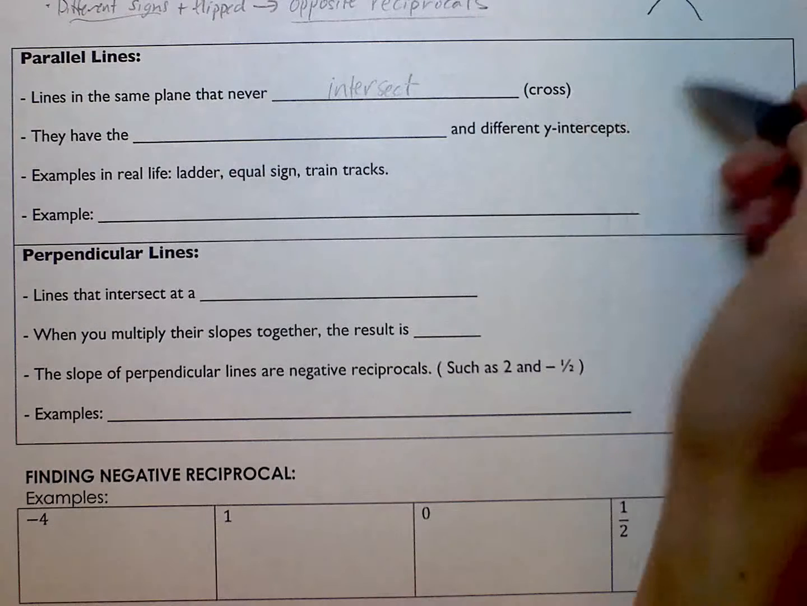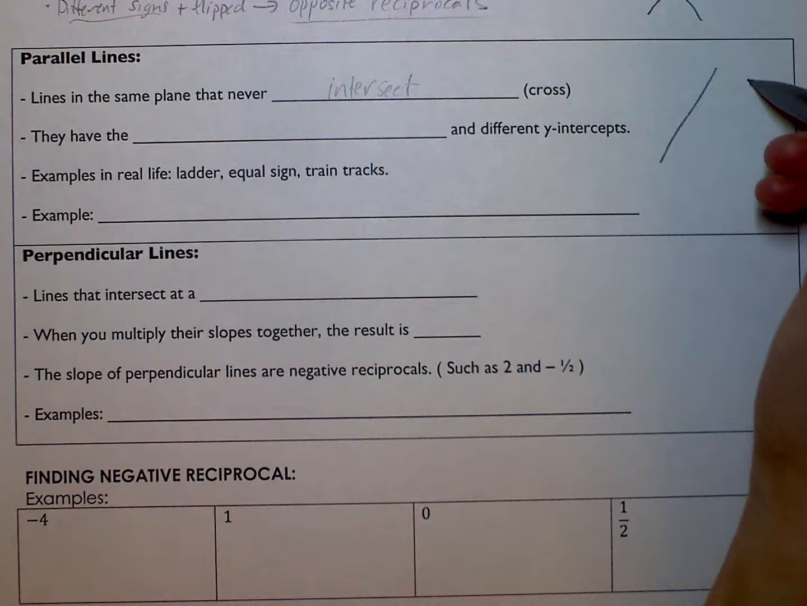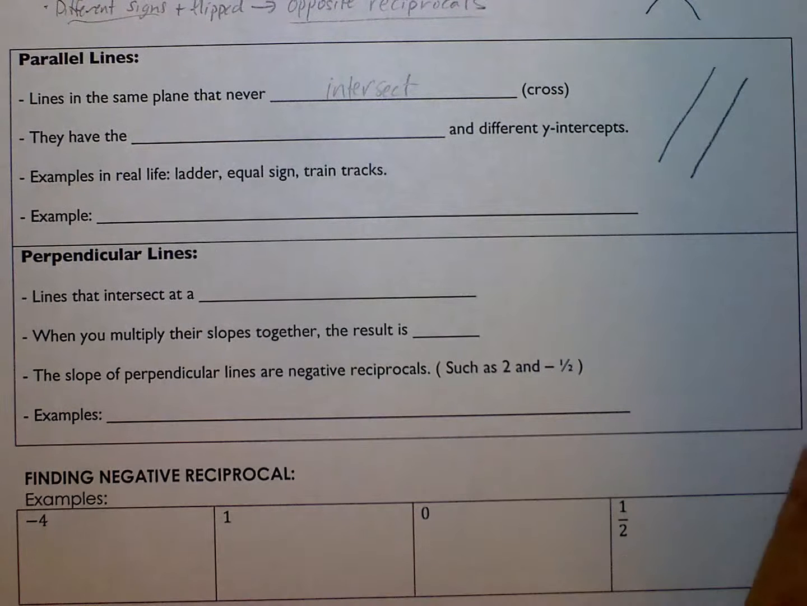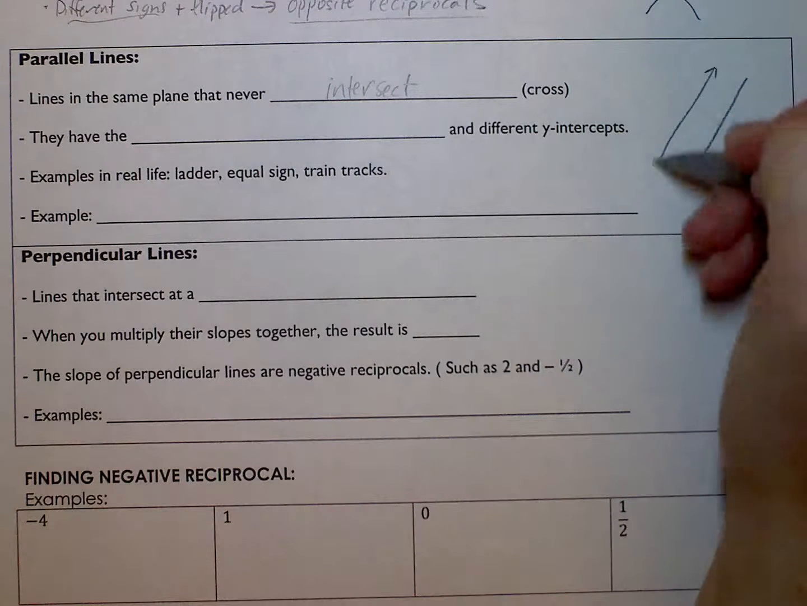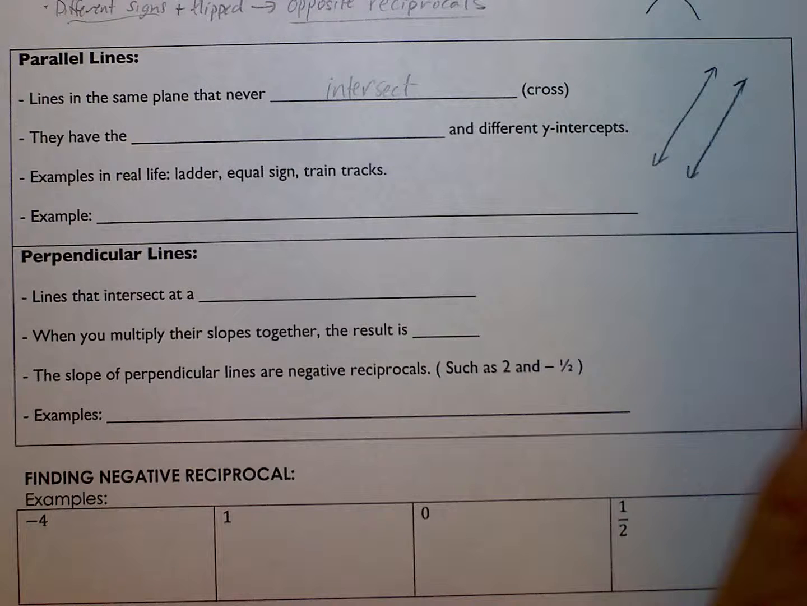Intersect is the official word, right? Cross is sort of the unofficial word, right? But intersect is a better word. So they're lines like this, and they go on forever, and they'll never meet. They'll always just run next to each other like this.